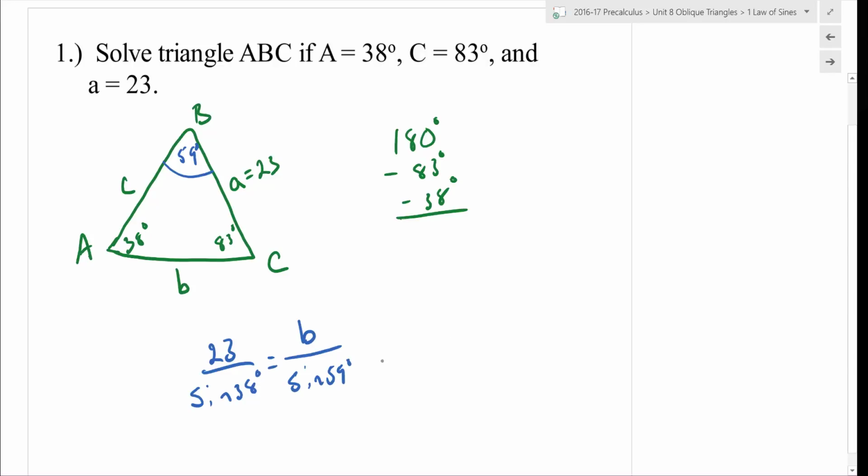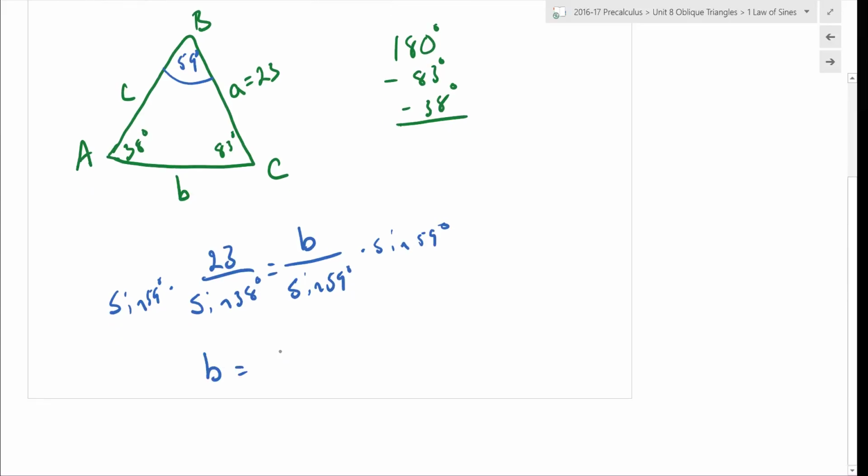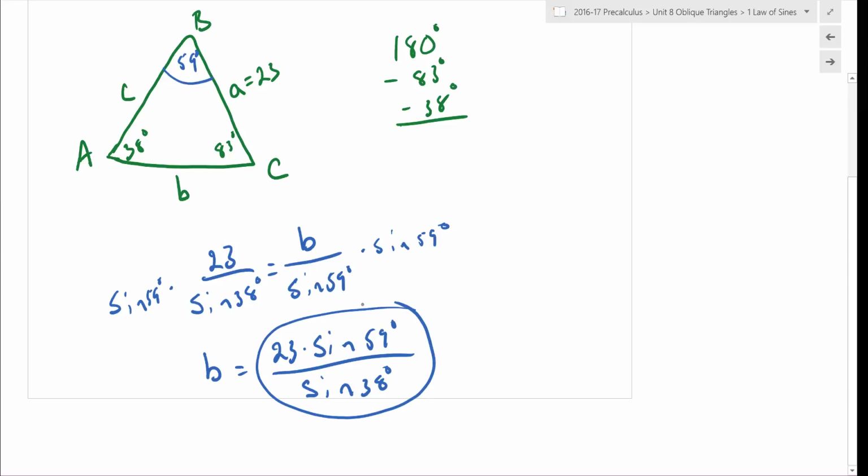Now I'm going to manipulate this equation to isolate b. We'll multiply both sides by sine of 59 degrees, and that gives me b equals 23 times sine of 59 degrees over sine of 38 degrees. Now I've got the variable isolated. I can take this expression and plug it into my calculator.